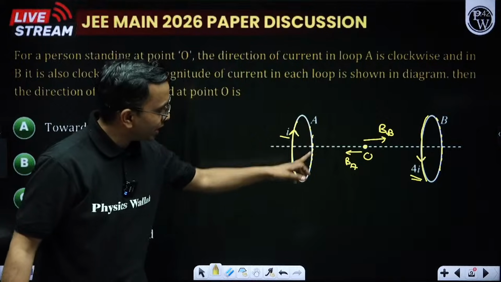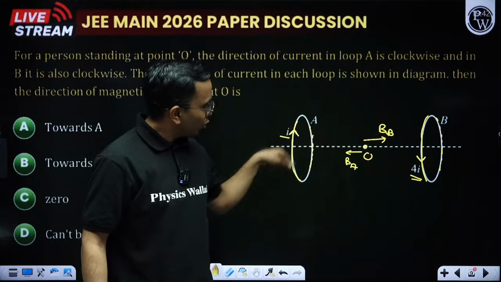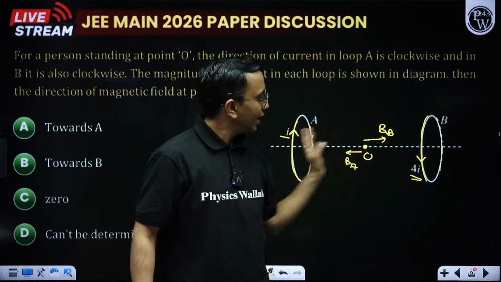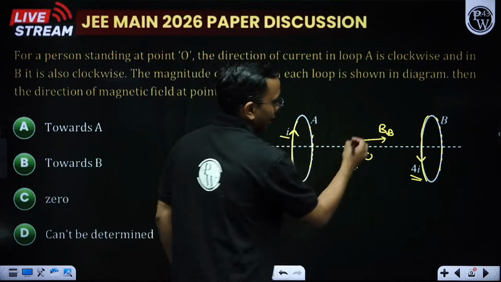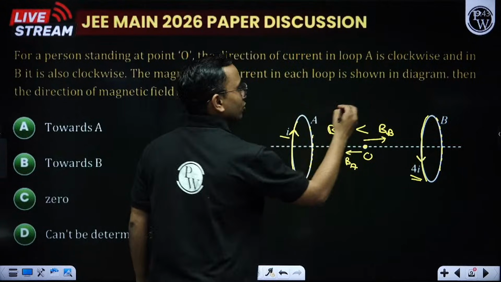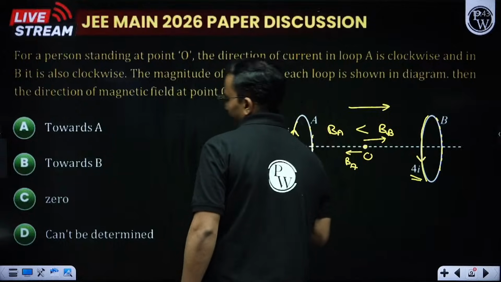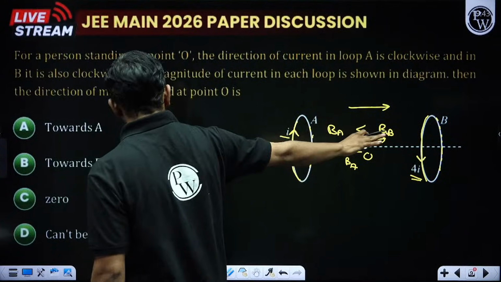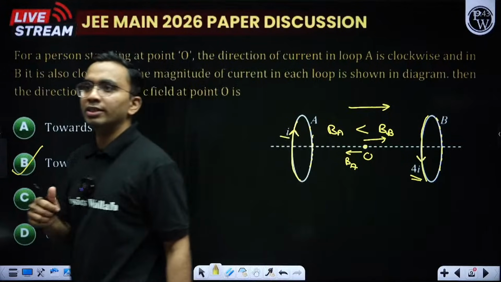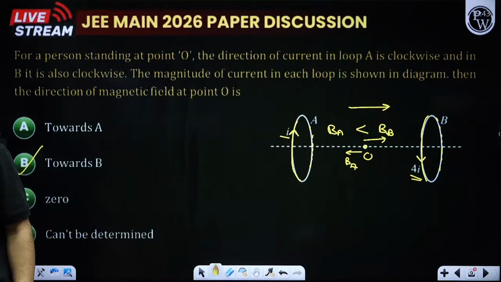Which one is more, BA or BB? They are similar types of loops, here current is I, here current is 4I. It means certainly BB is greater, and BA is lesser. So the resultant will be towards the right, which means towards B. That is option B. Yes, Devraj. Yes, Shailesh is also saying B.